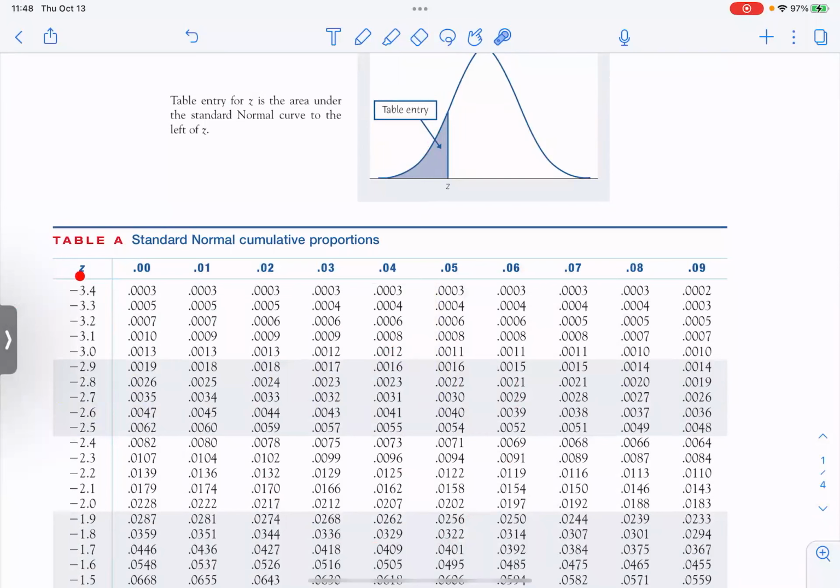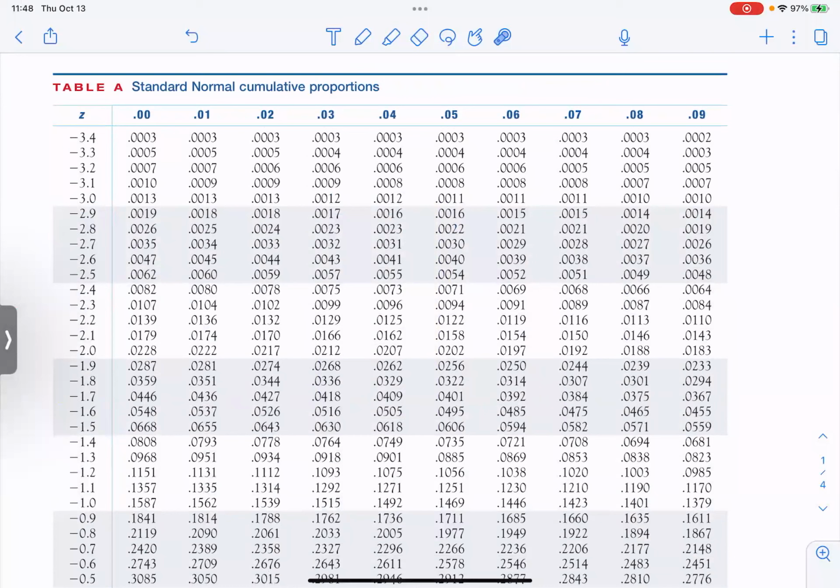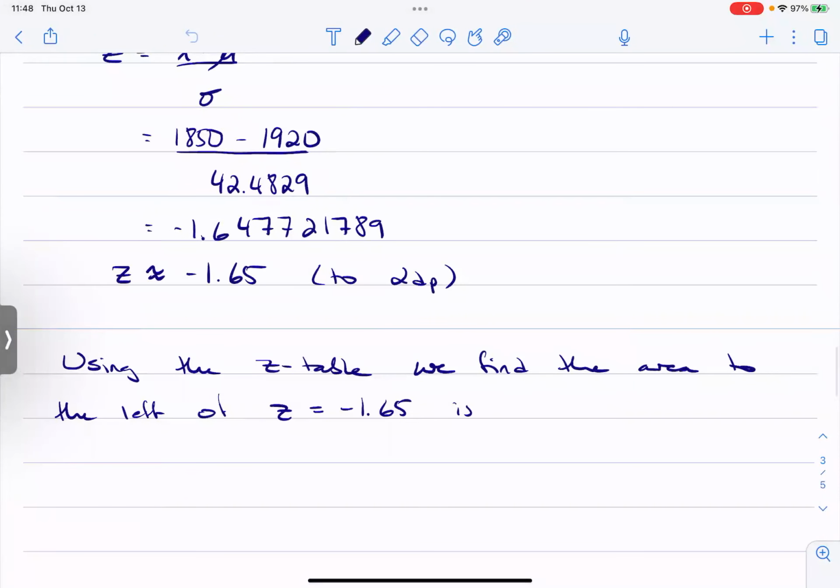So then I need to find negative 1.6 down here. That's my first portion of my Z, and then my second decimal is 5, right? So they join up to meet up at negative 1.65, and the area to the left is 0.0495. So I'm gonna jot that down: 0.0495.